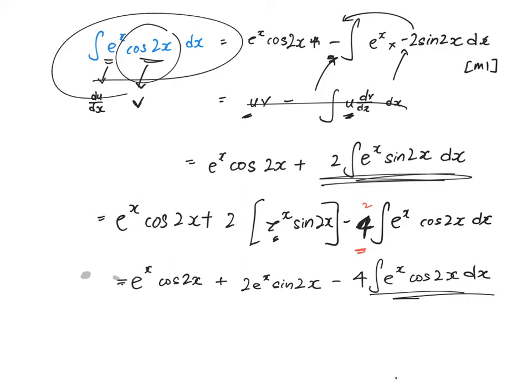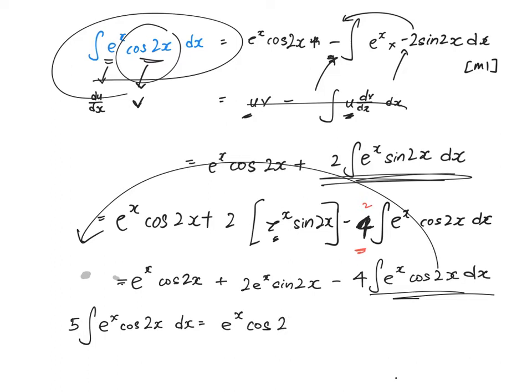So I'm also going to bring the 4 over to the left hand side. I'll have 5 times the integral of e to the x cos 2x dx equals e to the x cosine 2x plus 2 e to the x sine 2x. Alright, and if I bring the 5 over, I'll just have 1 over 5 on my right hand side, plus c, where c is an arbitrary constant.